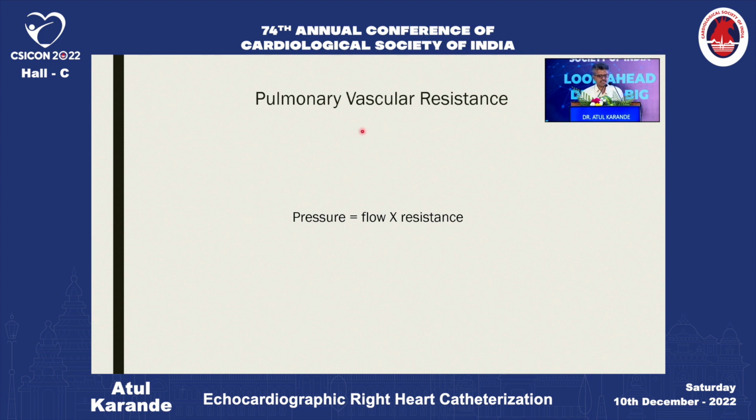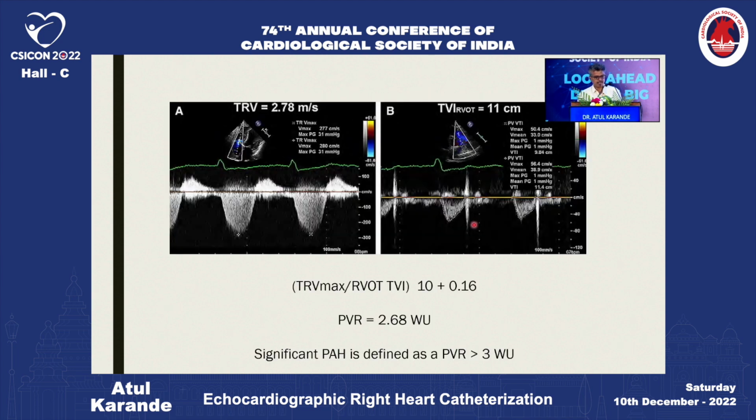Now the next parameter is pulmonary vascular resistance. The pressure is a product of flow and resistance. So if pressure is elevated, it is either due to increased flow or due to increased resistance, or due to both of them. Now this pulmonary vascular resistance plays an important role in transplant recipient patients regarding eligibility.